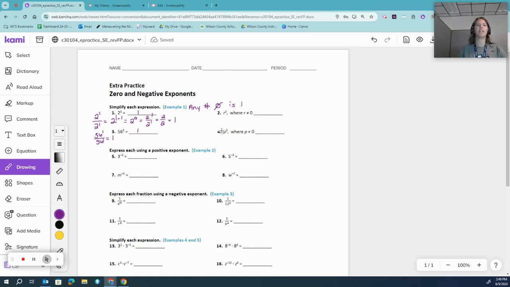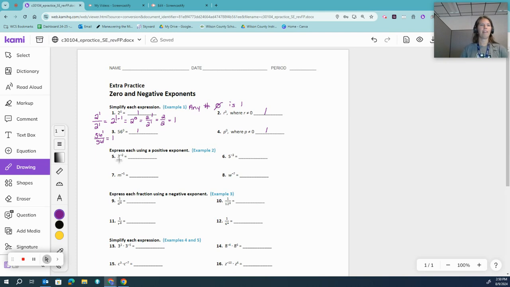Okay, and you can see here in number 2 and number 4, it says r to the 0 power, where r is not 0. What is that equal to? Also 1. Again, r divided by r is 1. Same thing down here. As long as your base is not 0, anything to the 0 power is 1. Okay? Now, down here, we're going to take a look at negative exponents.